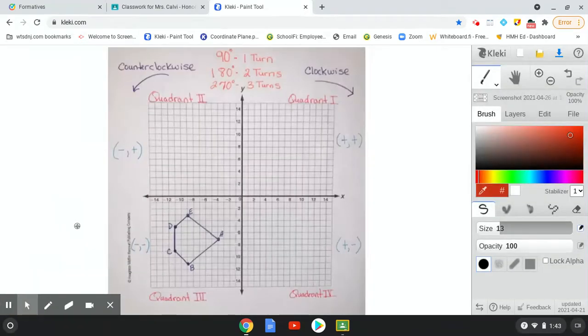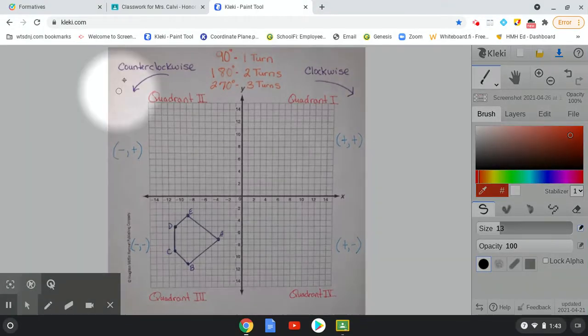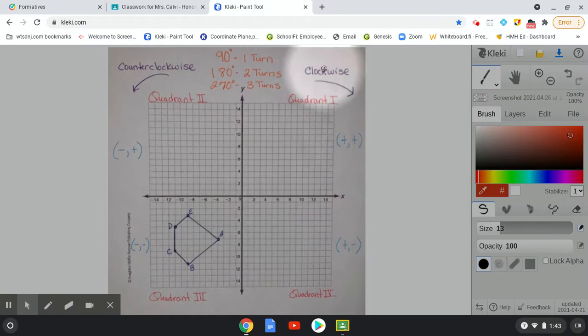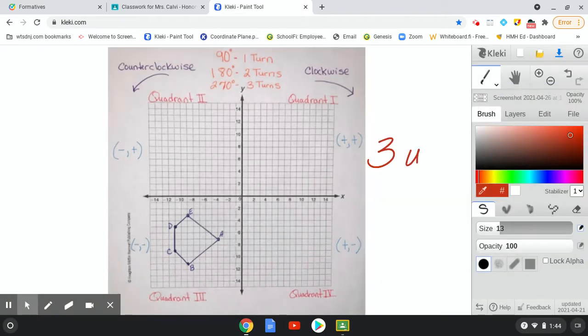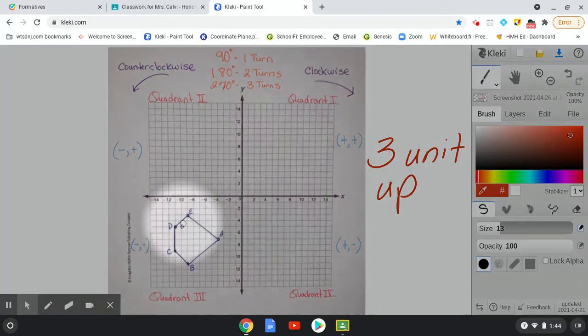Okay, let's go over one more example. Okay, so here I have a figure labeled A, B, C, D, and E. And if you notice, I have a bunch of other stuff written up here. This is going to be useful when we start rotating figures, but that's going to be a different video. In the meantime, I want to translate this figure that I have here. I want to translate it 3 units up. So this entire figure needs to go 3 units up.